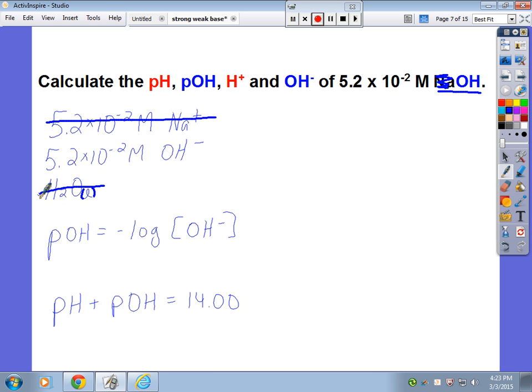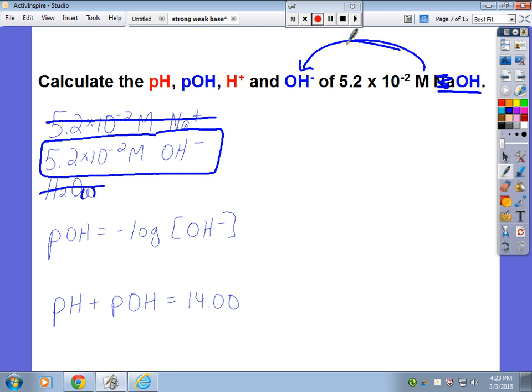But I do care about my molarity of my hydroxide ion concentration, right? And I need to know that because I'm going to use this to find out my pOH. So I know that this is my hydroxide ion concentration, at 5.2 times 10 to the minus 2 molarity OH minus. How do I find pOH? I plug this into my pOH formula, don't I? And when I do that, what do you get?